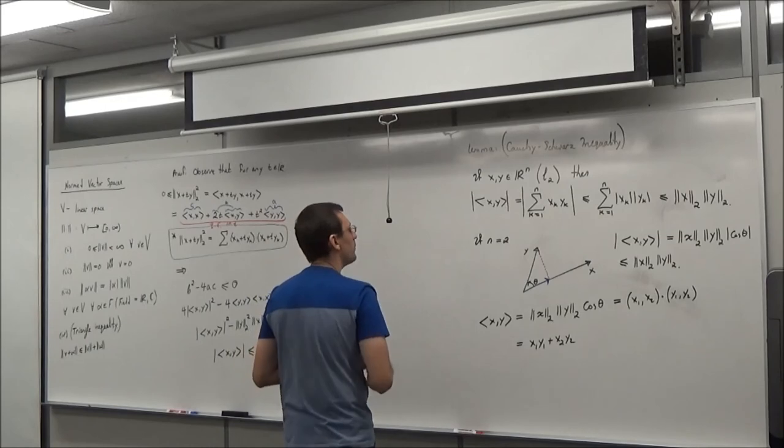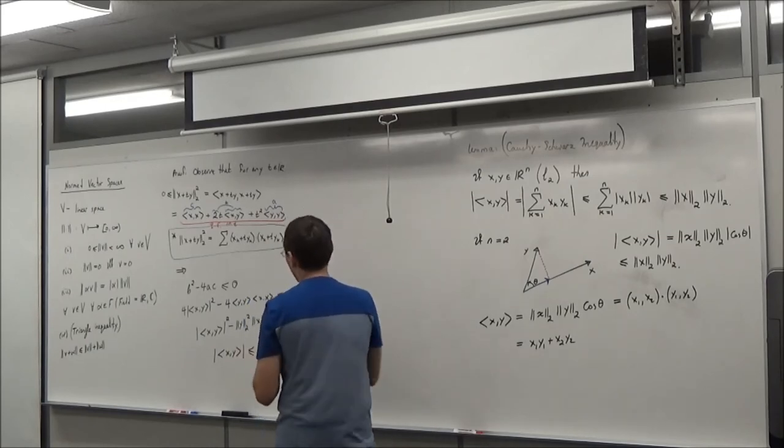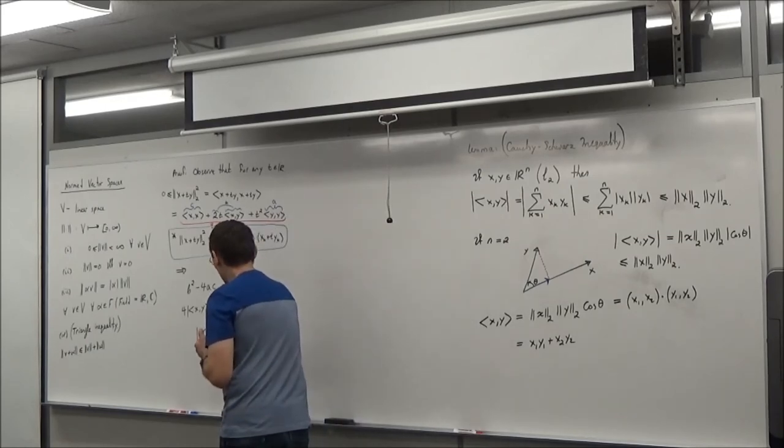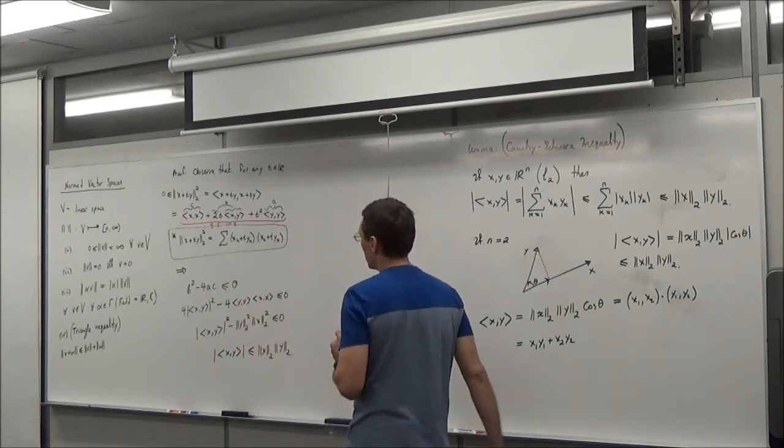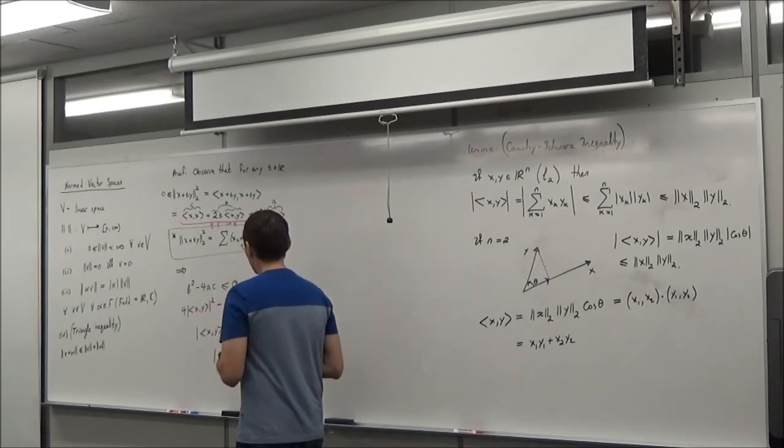That finishes the proof. As long as you notice that I can take the absolute value of the components, that doesn't change the argument whatsoever. Okay? It doesn't change the argument at all.